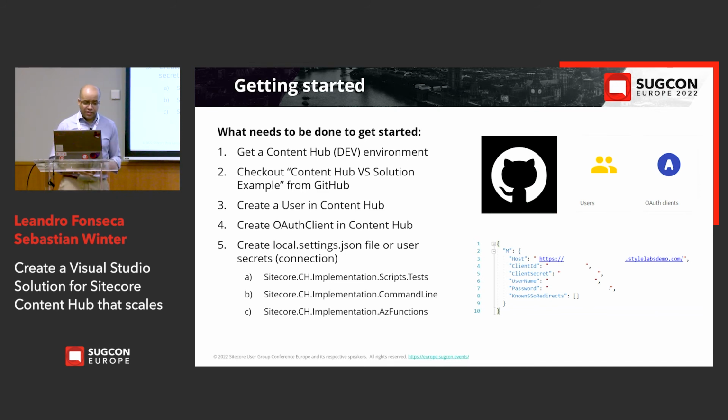You just need to get the solution from that. And spoiler alert, this will be open source for access. You need to have your user on Content Hub. We have on the Git repository the settings that we need to apply, because you need to have an OAuth client in Content Hub that you connect to with the user, and you have some settings that you need to apply on the executable projects.